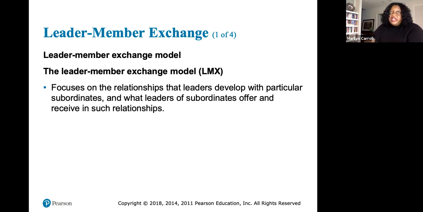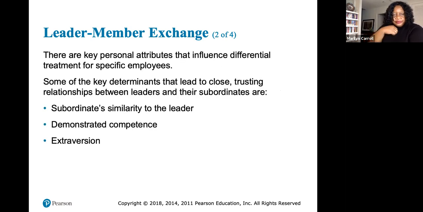Or if I recommend somebody to work, they get the job, I get my little bonus for that, and then they start working, and I expect some things from them as they rise up the organization. That's the kind of thing that leader-member exchange is.